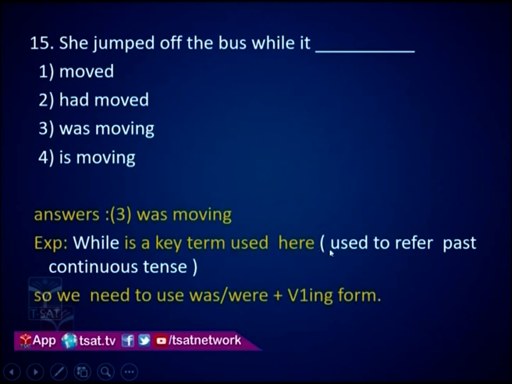"While" is a key word used here to refer to a past continuous action. Some action was going on and she jumped off. So here, from the moving bus, the answer should be: while it was moving, the bus was moving, she jumped off. So always along with "while" you should use the past continuous form of the action verb. It should be "was moving".